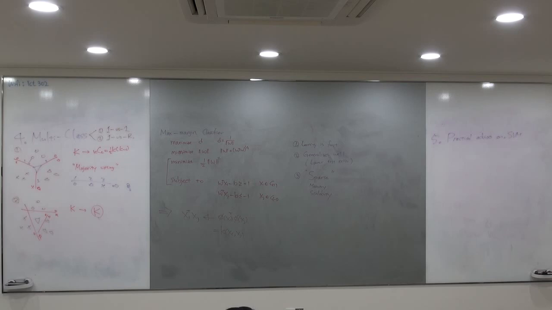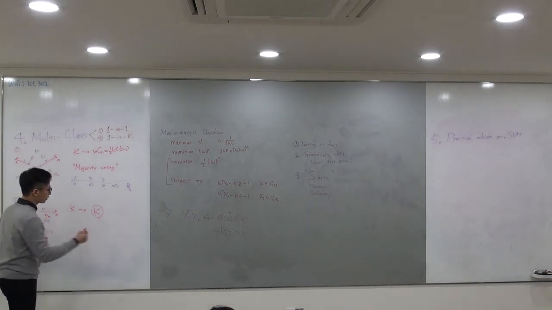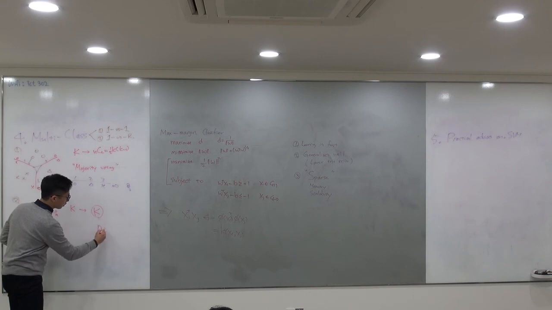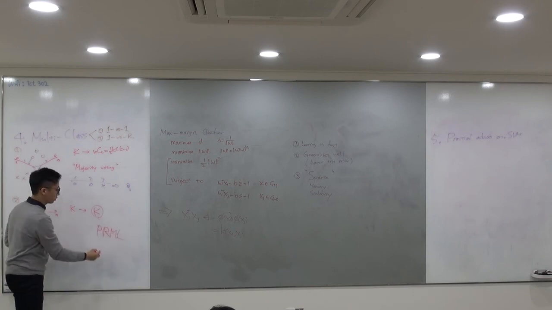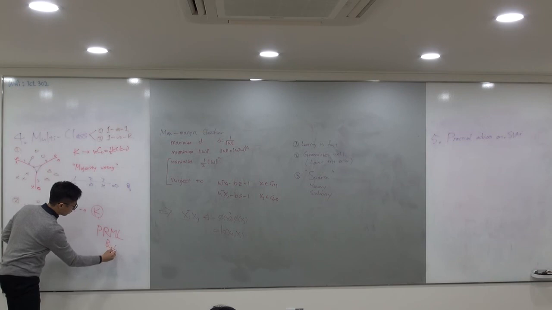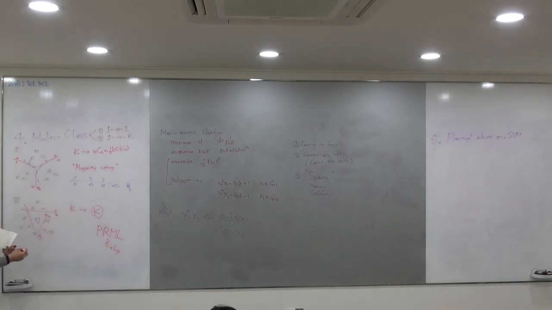This is how to deal with a multi-class problem with support vector machine or other linear classifiers, not even just support vector machine. You can apply it to Fisher discriminant analysis or logistic regression or other kinds of linear classifiers. If you're interested in this problem, you should look up Pattern Recognition and Machine Learning by Bishop. I think it's chapter 3. It has a really good discussion.